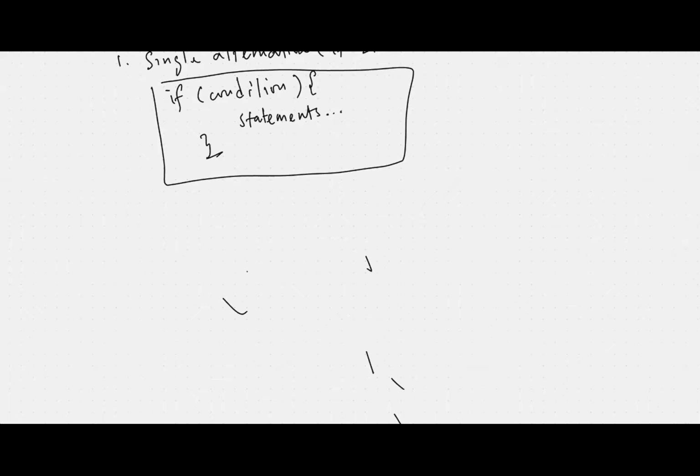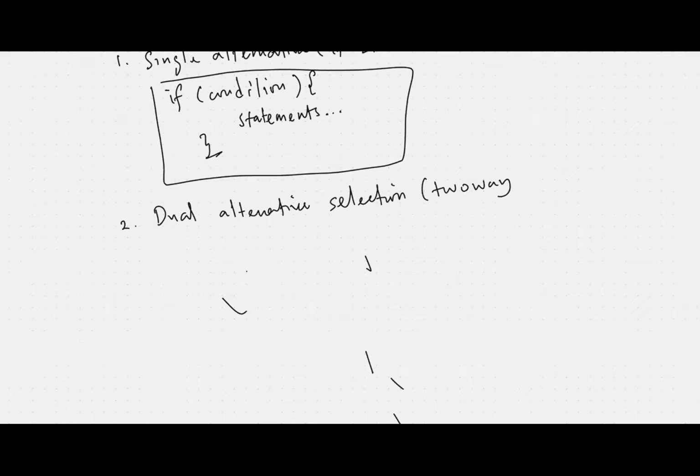Then we also discussed one we call the dual alternative selection, or some people refer to it as the two-way selection statements.